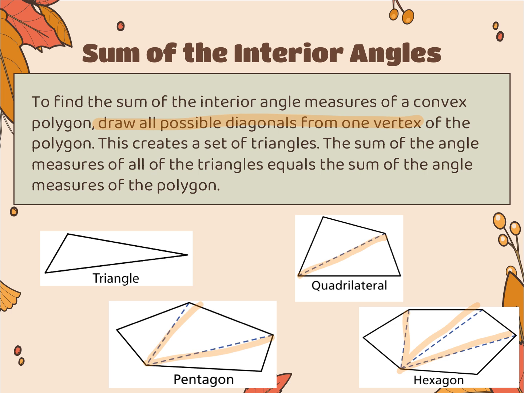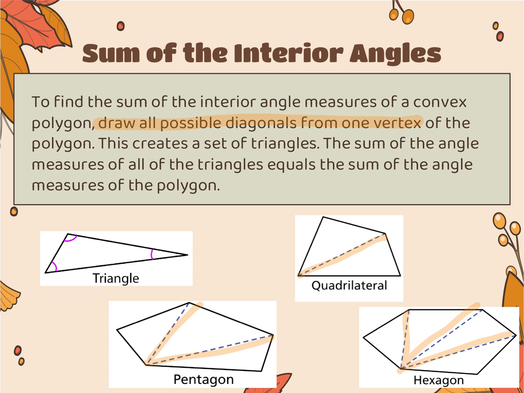When you draw diagonals, it creates a set of triangles. And the sum of the angle measures of all of the triangles equals the sum of the angle measures of the polygon. I know it's a mouthful. But basically, if I look at these diagrams and want to figure out the measure of all of my angles, we should know the triangle. What is the sum of the interior angles of a triangle? If I were to add all of them, what do they equal?